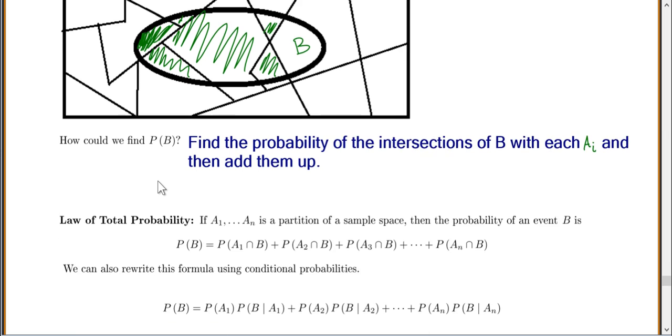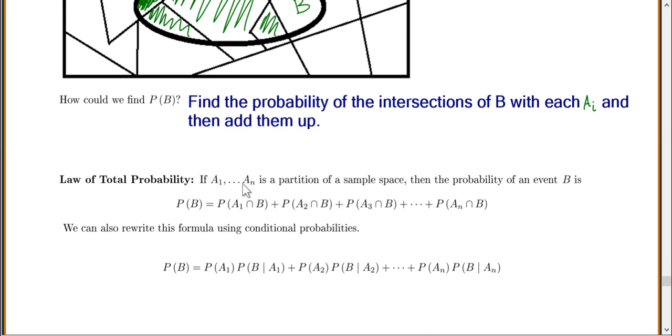So the law of total probability says if A1 through AN is a partition of the sample space, then the probability of an event B is probability of A1 intersect B plus probability of A2 intersect B plus probability of A3 intersect B, etc. Or instead of doing intersections, you can find the probability of A1 intersect B by doing the probability of A1 times the probability of B given A1. You can use those conditional probabilities. Now that sounds really complicated. I would never expect you to use this formula. Instead, you'll just keep doing what we've been doing, drawing the tree diagrams, and you can just do it intuitively without actually having to think about the law of total probability.